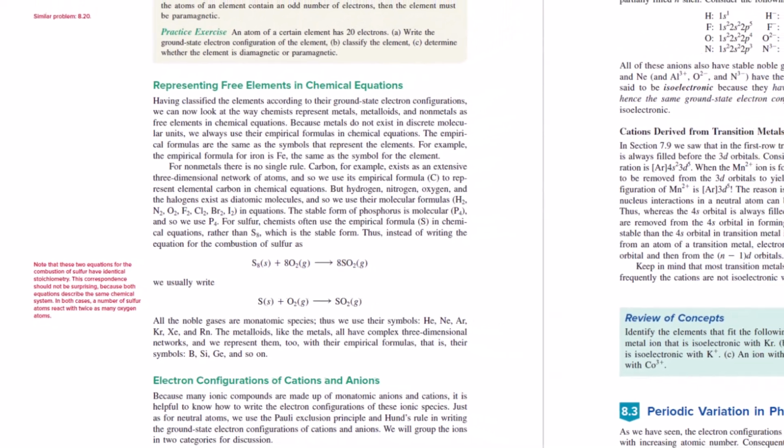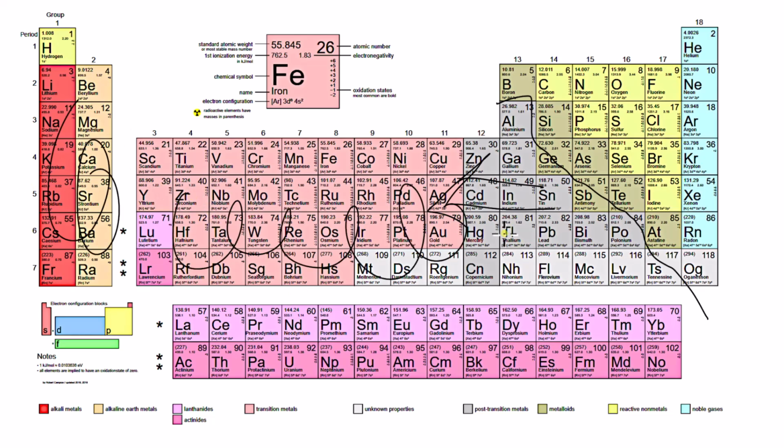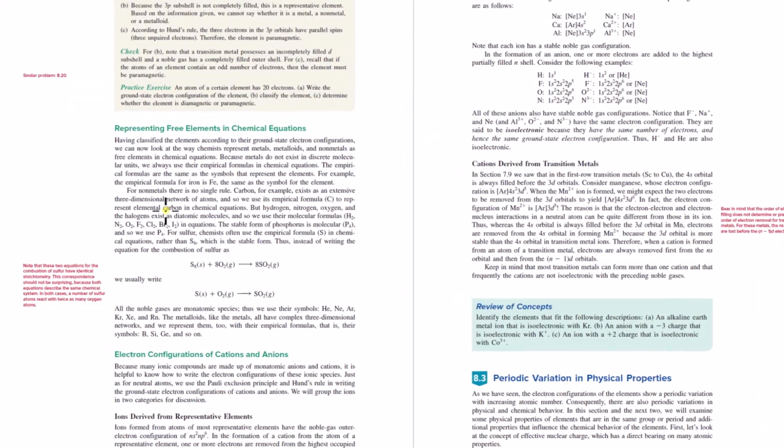Let's take a quick look here. Remember, metals are everything to the left of this region. So these are all metals, not including hydrogen. Then you start getting into the transition metals and the metalloids. Once you start getting close to the non-metals, maybe some of the elements in these regions start to exist as discrete molecular units, and you'll potentially have to use the molecular method for non-metals.